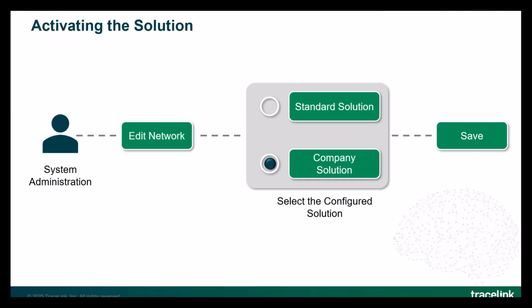A system administrator uses the Opus administration capability to activate the solution for a specific network. To do this, they edit the network settings, select the custom solution option, and then save the changes. Let's walk through how to activate the solution in the next demo and how to verify the solution.